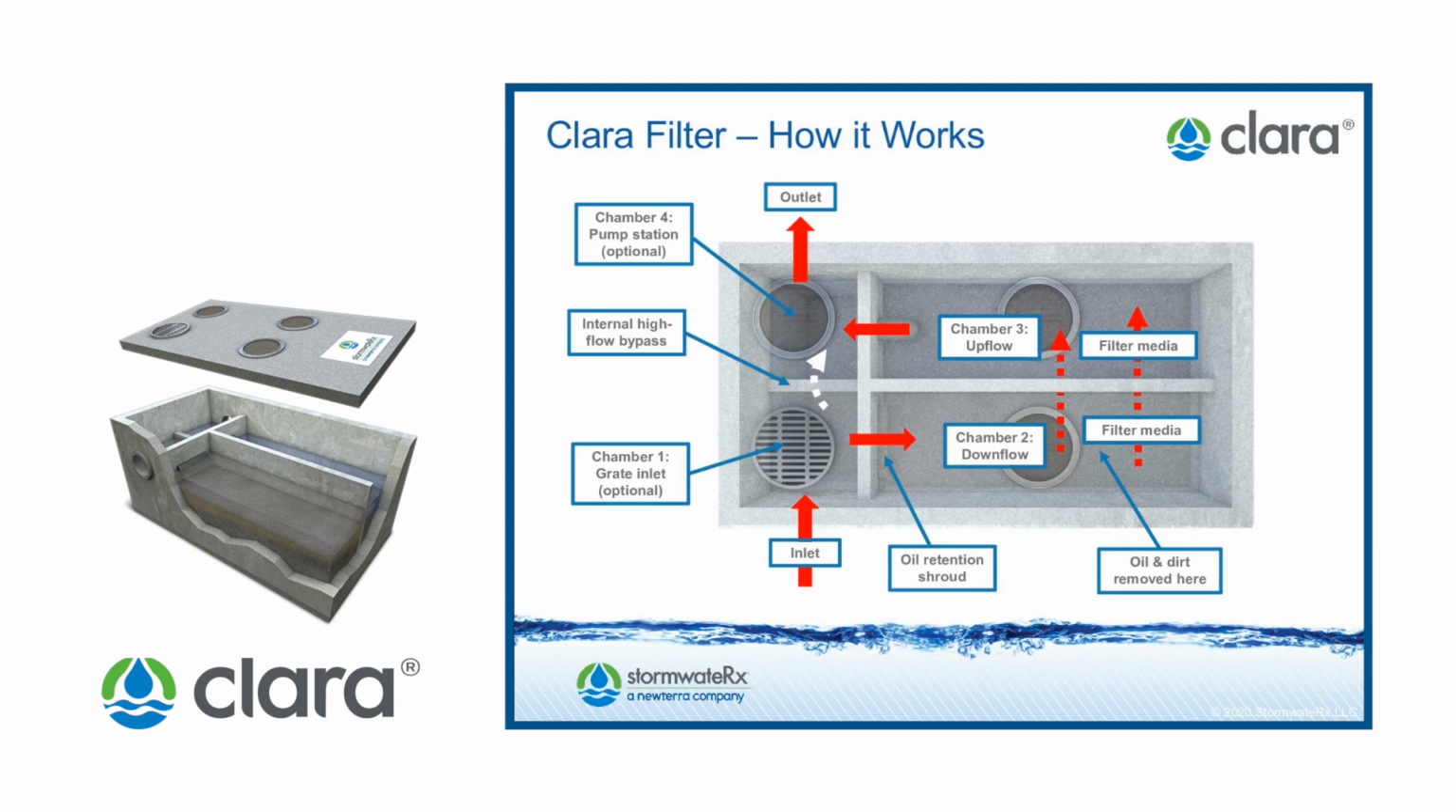Stormwater passes into chamber 3 and moves in an upflow direction, capturing finer solids and sediment through our media. Finally, treated stormwater enters the upturned elbow and discharges into the final chamber number 4. This is where the outlet piping is located and is where we can place an optional integrated pump to direct treated stormwater out of the Clara filter, either directly to your outfall or to downstream treatment BMP.